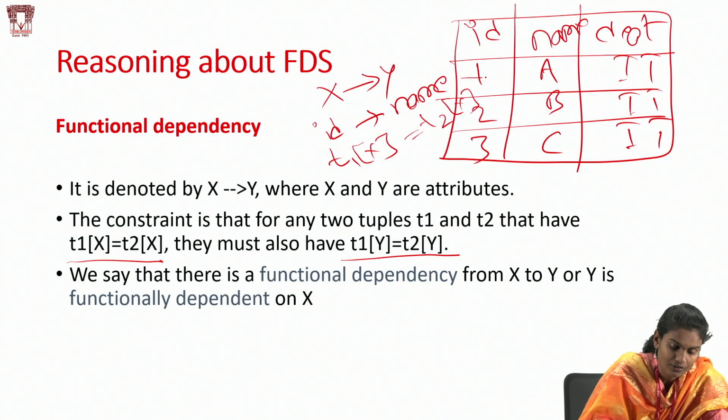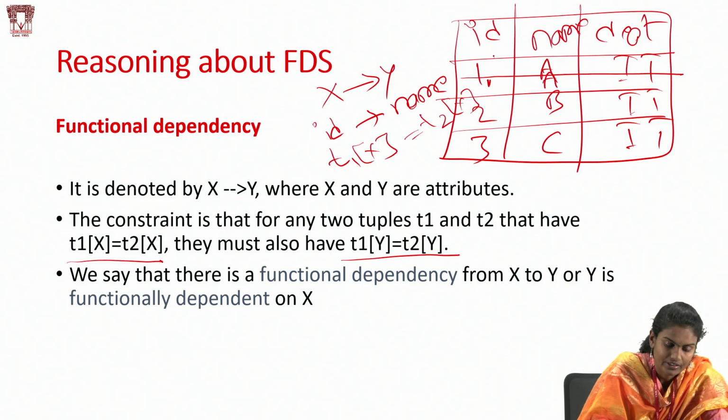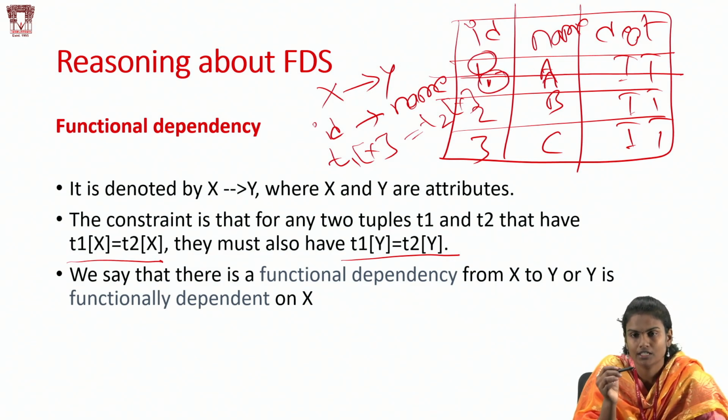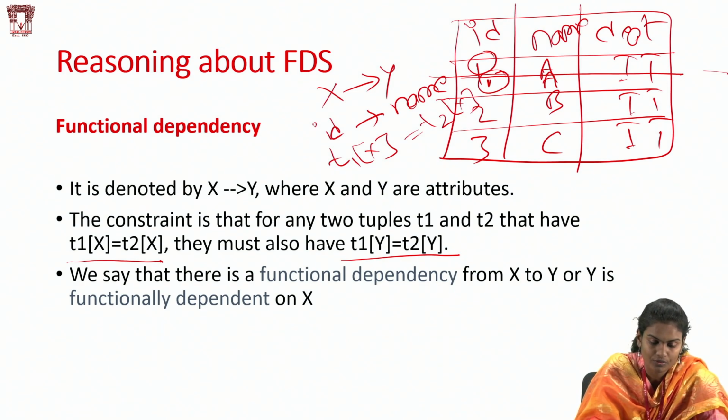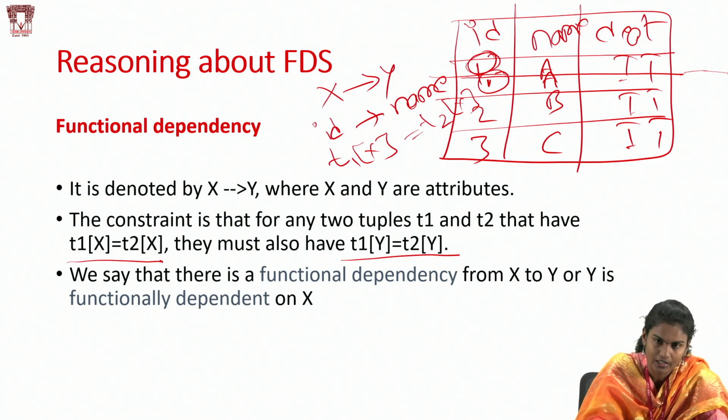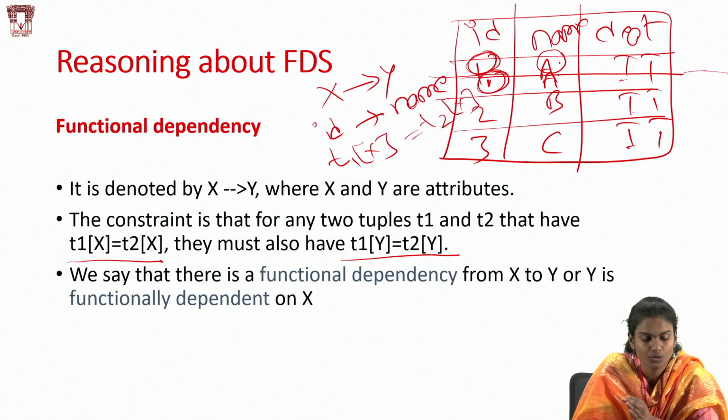It means if we have one more row with same values, where T1 of x equals T2 of x, T1 means tuple 1, tuple means row. In the row 1, whatever the x value, if it is equal to the row 2 x value, there should be a possibility that the dependent value should match. Then only we can say that x determines y exists.